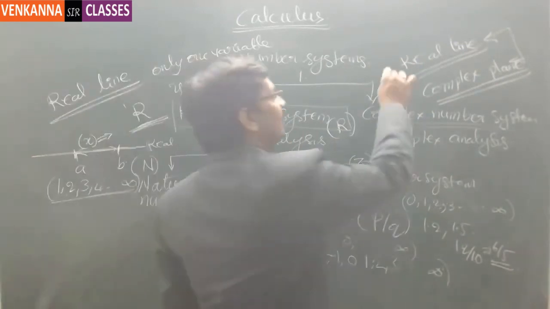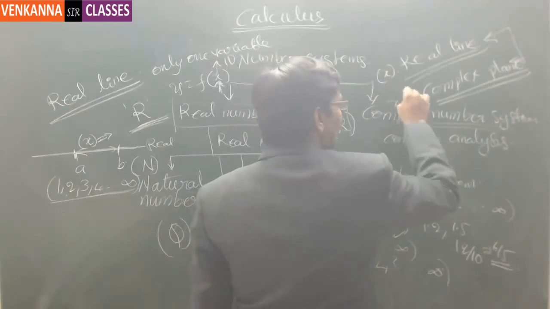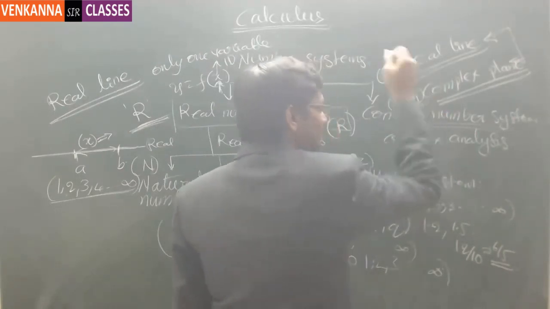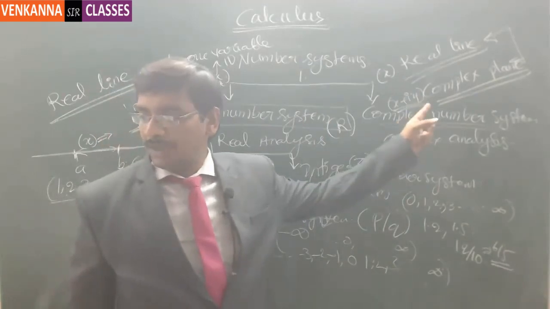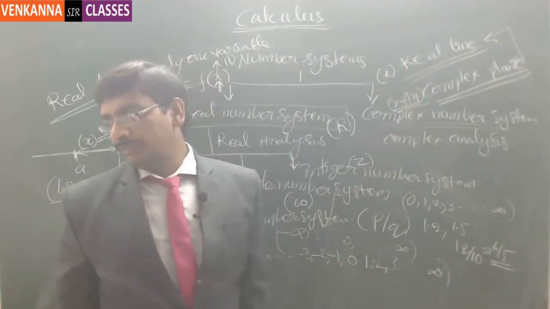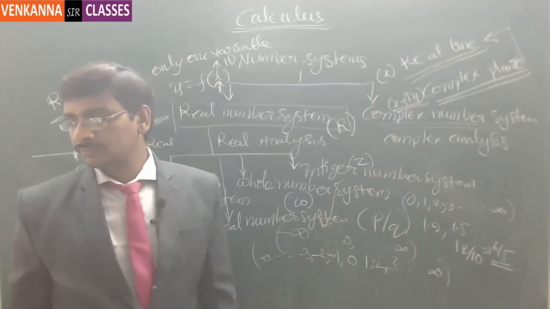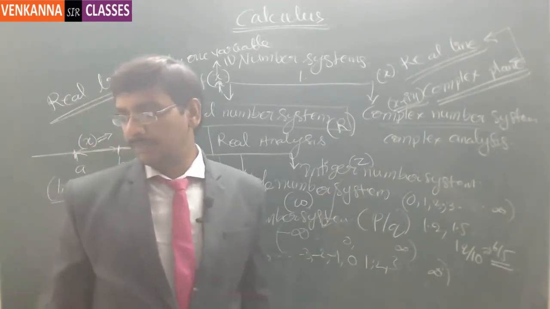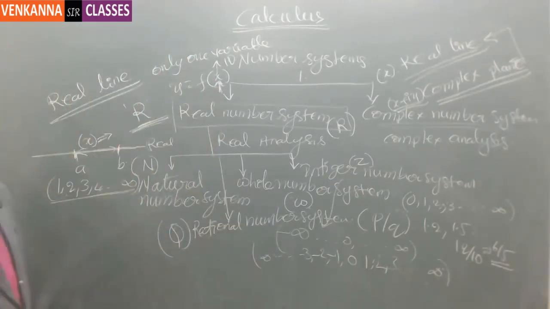Here we will be dealing with only one variable called x. There we will be dealing with both x and y together. So two variables together we will be dealing with. That's why this is always represented on a plane, and this is always represented on a line. Got it? So every line is treated independently. You just note it down. So I'm going to analyze complex analysis.